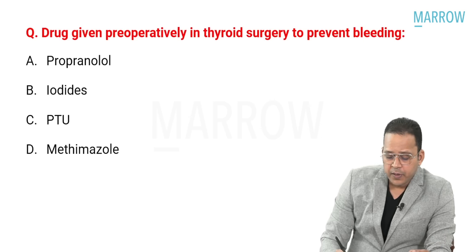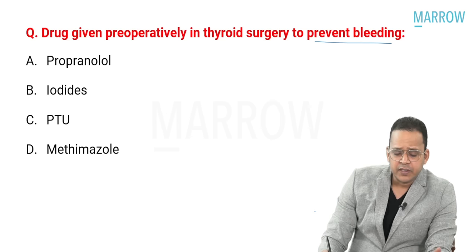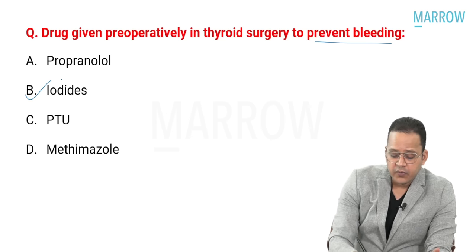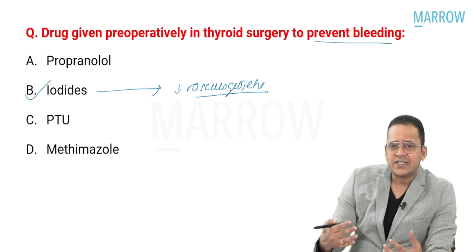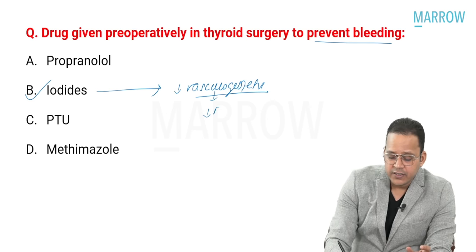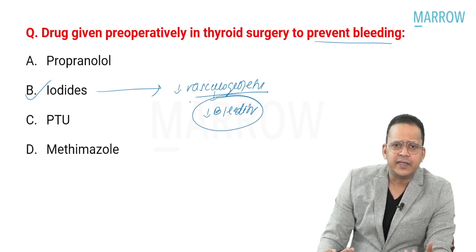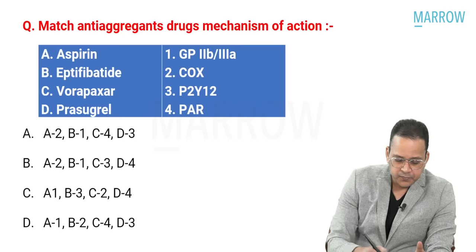Drug given preoperatively in thyroid surgery to prevent bleeding. Now this is something I've discussed, guys. Your answer is iodides. Whenever you use iodides, they primarily decrease vascularity. Plus they decrease the size of the thyroid gland. It becomes firmer and easier to remove. Plus decreased vascularity decreases the risk of bleeding. So answer B is an easy answer. I've discussed this in your lectures. It is not a difficult one, right?